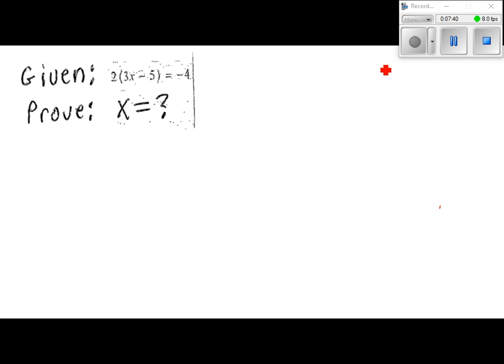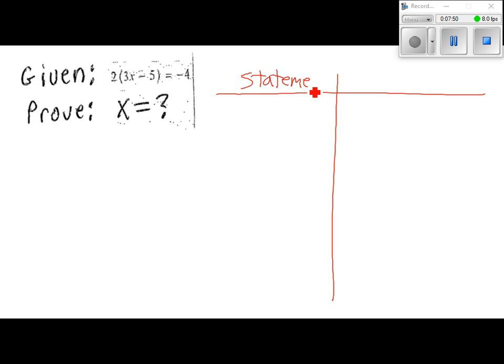On the algebra 2-column proofs, these we can probably just go ahead and make our 2 columns. What's our first column? Statements. Second column.